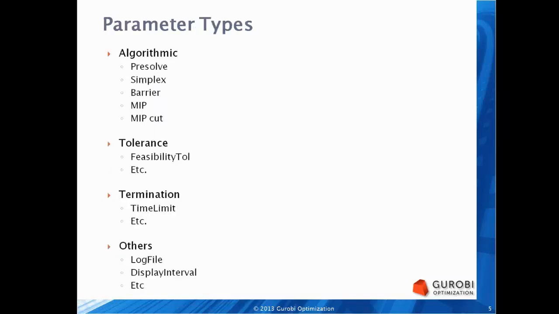So you can see there are different types of parameters. One is about algorithms. We have simplex, we have barrier, we have MIP branch and bound, and we also apply presolve to both LP and MIP. For presolve, you have the Aggregate parameter. For simplex, you have pricing and also norm adjust. For barrier, you have barrier ordering. For MIP, you have heuristics. For cuts, we have roughly 10 cutting planes, and for each cut you have a parameter.